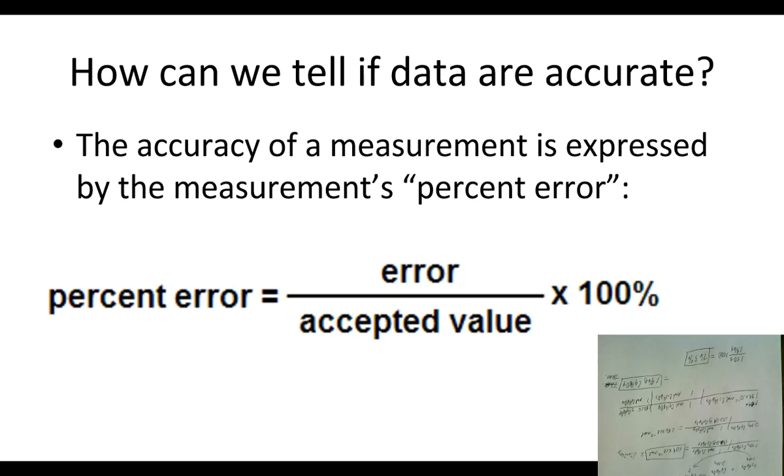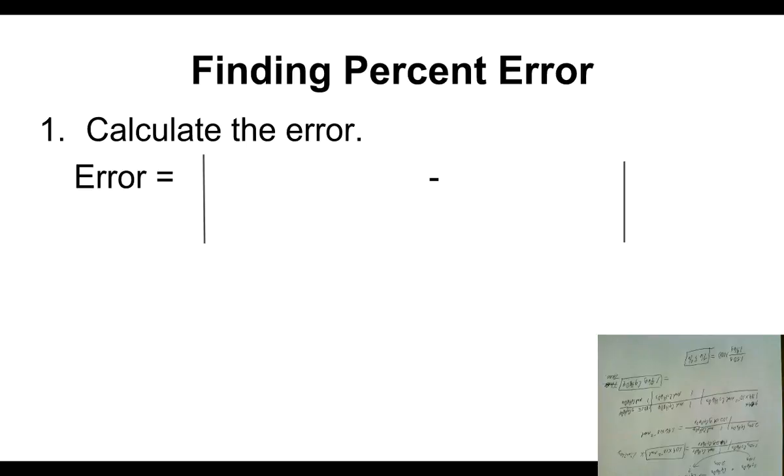All right, so how can you tell if data are accurate? Well, the accuracy of a measure is expressed by what we call percent error. And so what you want to do is use this little formula. So copy these steps down.